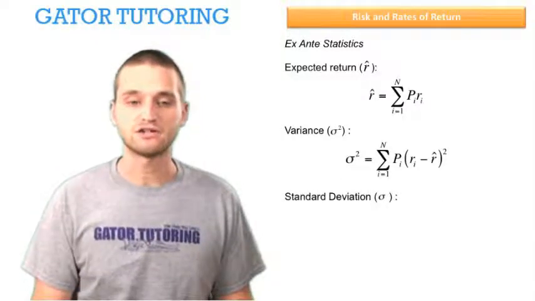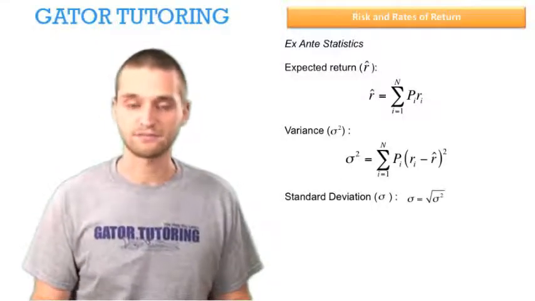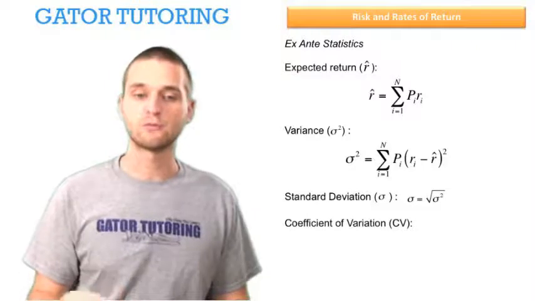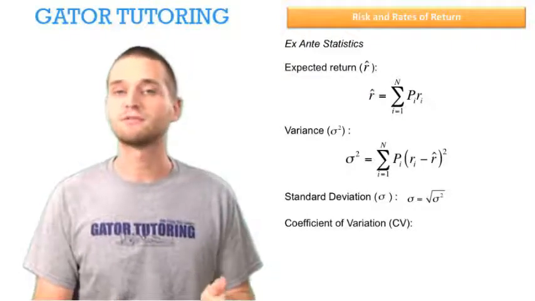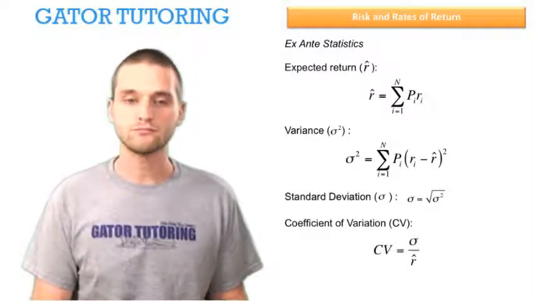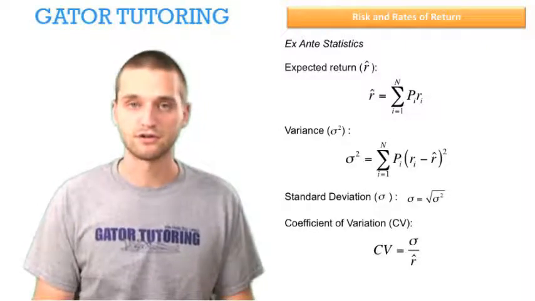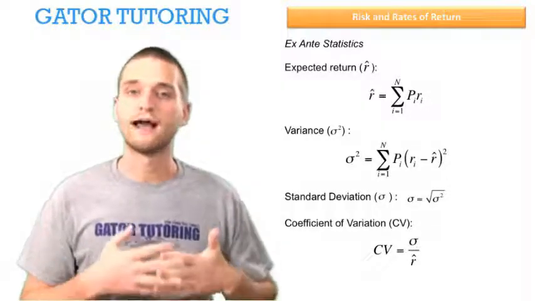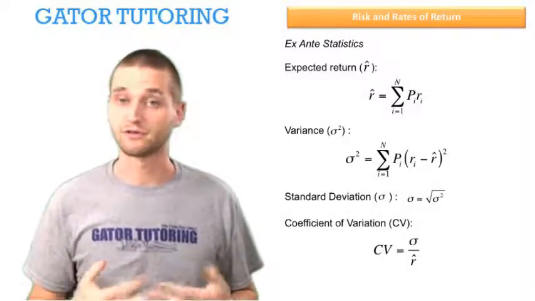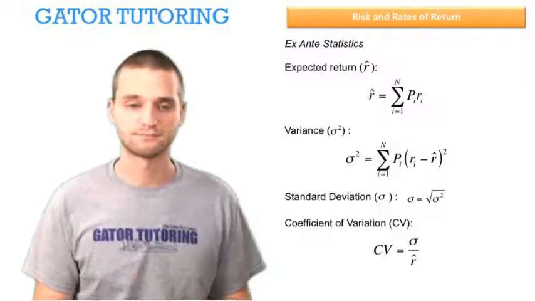The standard deviation is just the square root of the variance. And then one more thing, the coefficient of variation, sometimes denoted CV, is the standard deviation divided by the expected return. So it tells us a little bit about how much return we're earning based on the risk, or the standard deviation, of a stock.